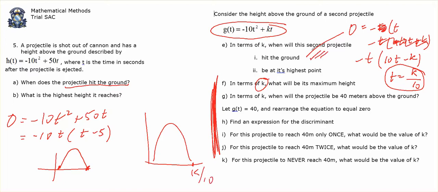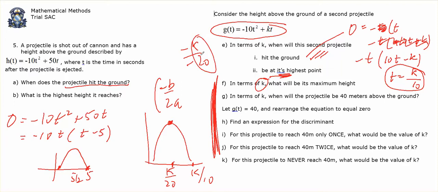What is the time at its highest point? Well, its highest point, if this was 5, would be 5 on 2. If this is k on 10, therefore it should be k on 20. I could double check that because I know that the x coordinate will be minus b over 2a, and in this case a is minus 10 and b is k, so minus k on 2 times minus 10 is k on 20.